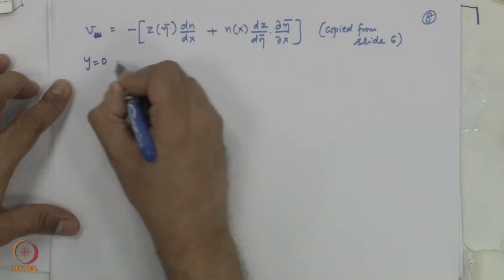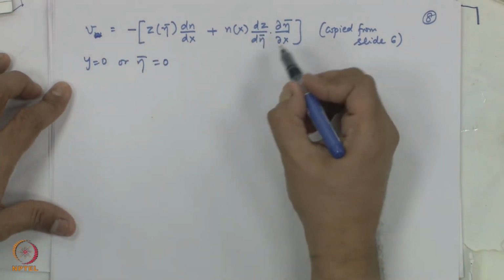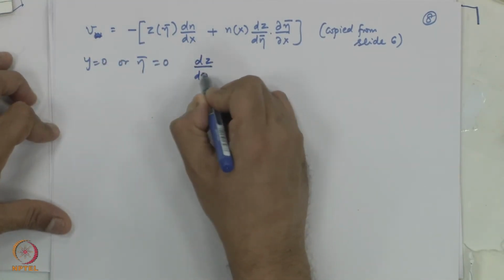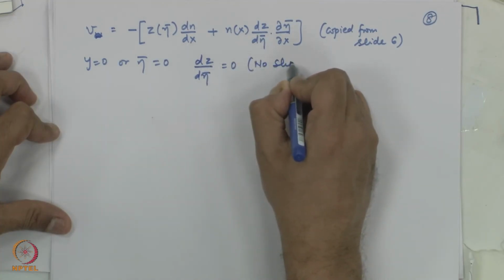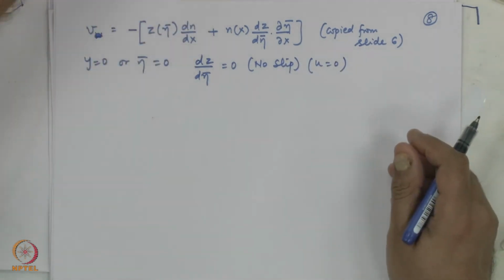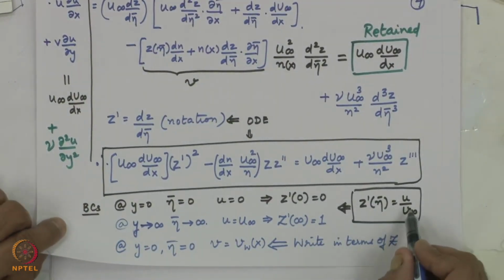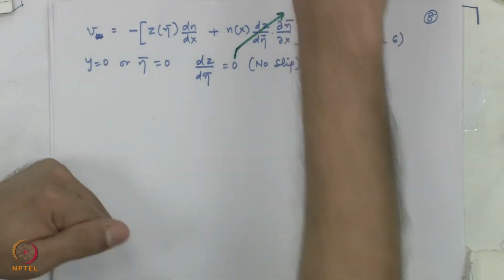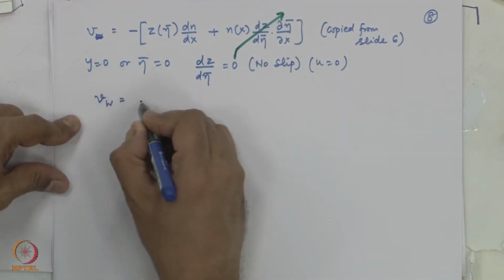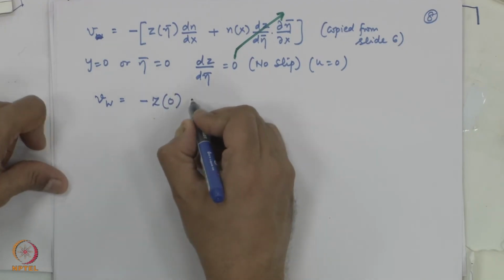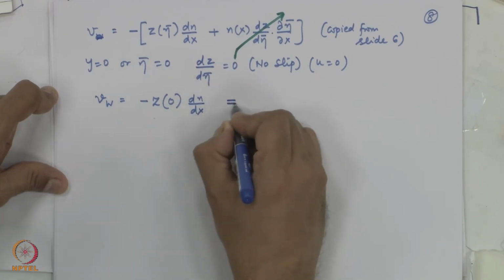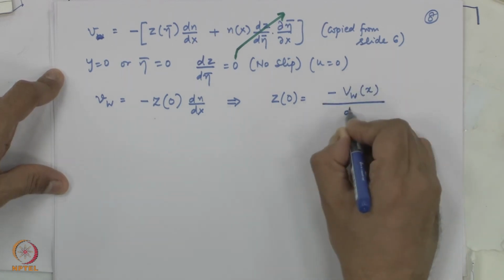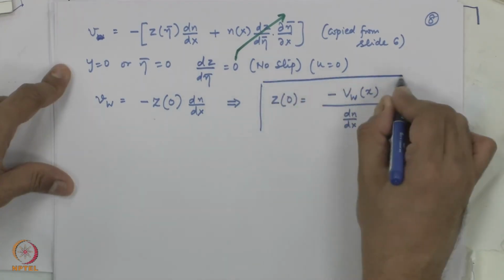So, when y equal to 0 or eta bar equal to 0, what are we trying to say? dz by d eta bar is equal to 0, which is no slip. That means u equal to 0. Please remember my definition of u. At eta bar equal to 0, u equal to 0. Where does it occur? This one. This one is here. Therefore, Vw is equal to minus z of 0 dn by dx, which means z of 0 is equal to minus Vw, which is a function of x, divided by dn by dx. This is my third boundary condition.